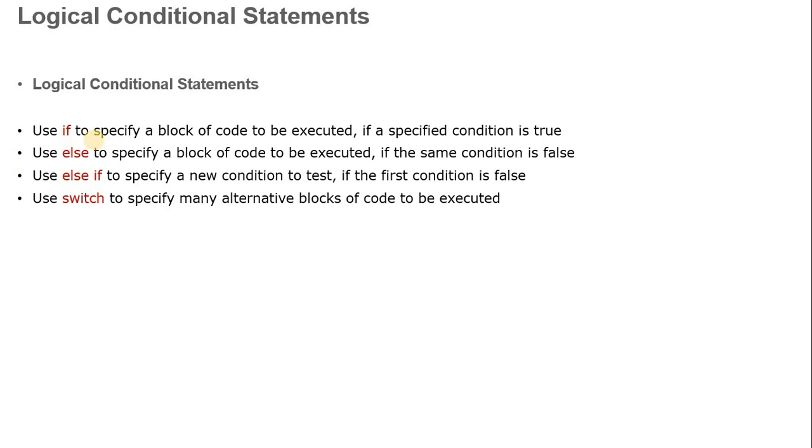As I said, in the if logical condition statement, we can use if to specify a block of code to be executed if a specific condition is true. Use else to specify a block of code to be executed if the same condition is false, as we have seen. Else if specifies a new condition to test if the first condition is false. Else if means nested if. Basically, if we put a whole if else inside the if block, that is the nested if condition. We have the switch case as well, which we will see later on, right.